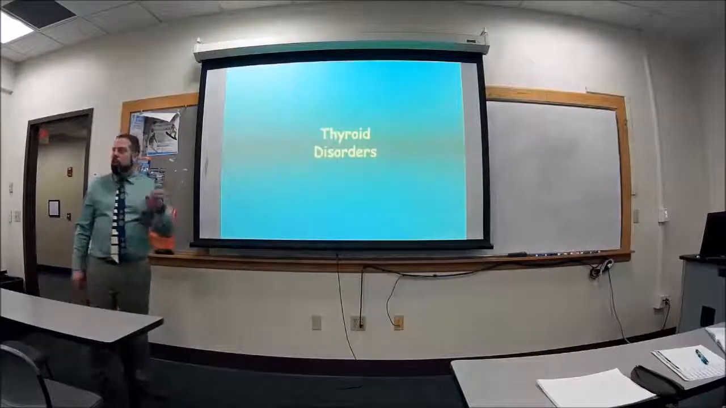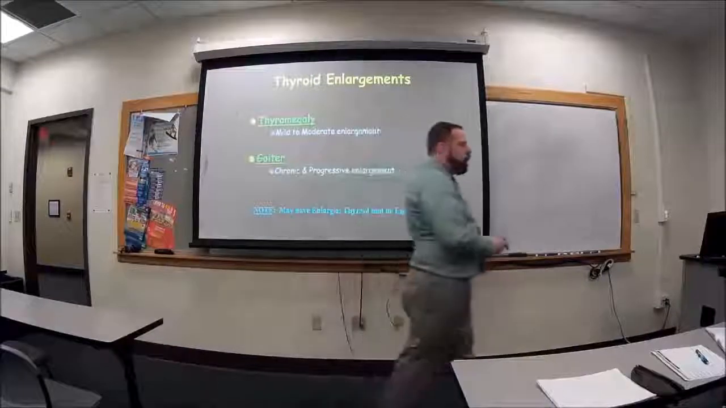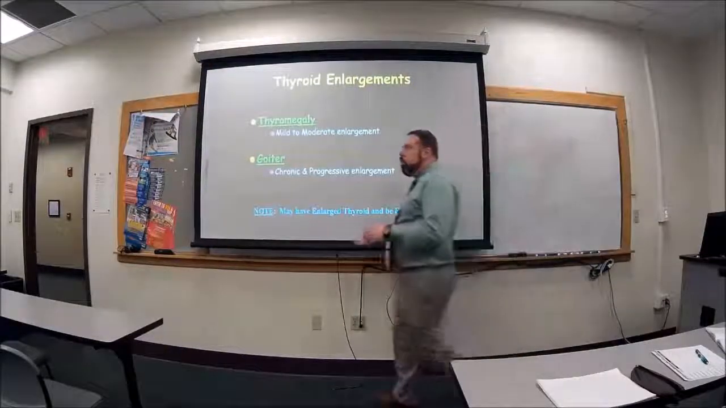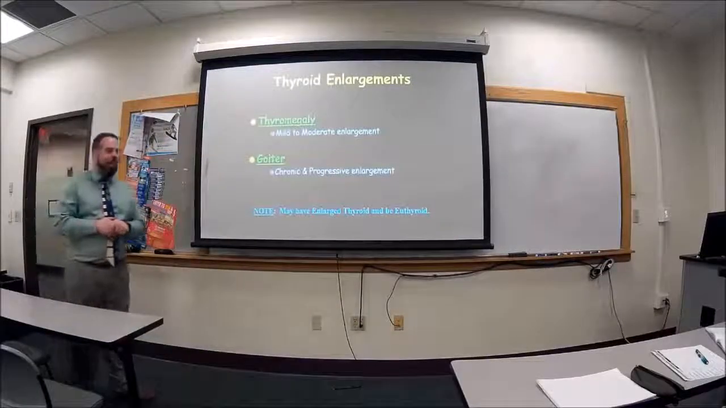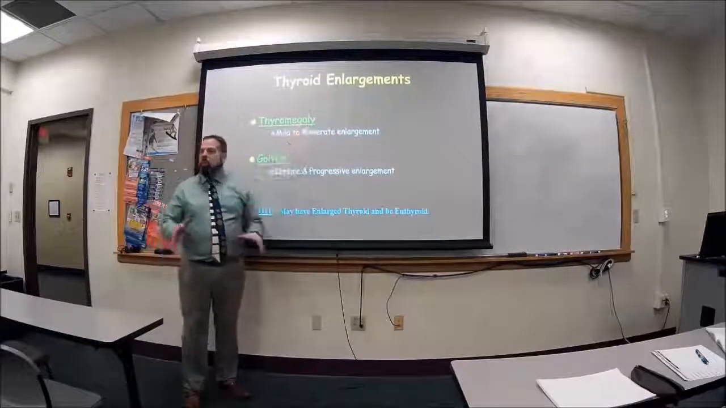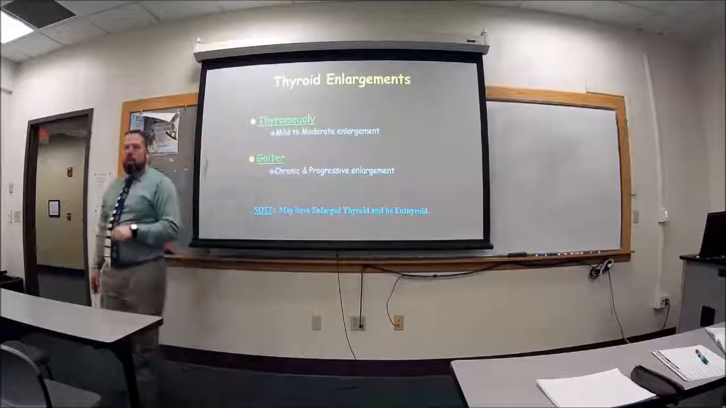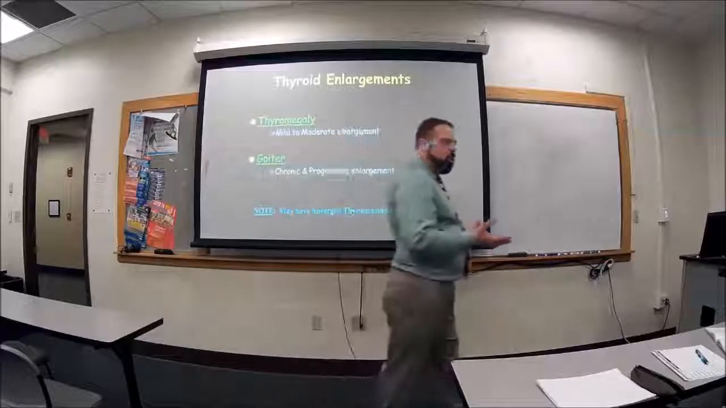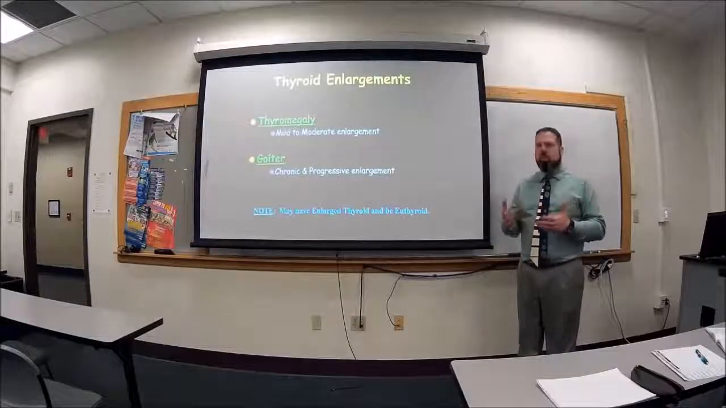So let's start talking about a little bit of thyroid disorders. First off, let's talk about enlargements of the thyroid. We could have basically one or two different enlargements. We have something called thyromegaly, and again, thyro means thyroid, megaly, as we saw with acromegaly, means enlargement. So thyromegaly is a mild to moderate enlargement, and it happens fairly quickly, over weeks to months.